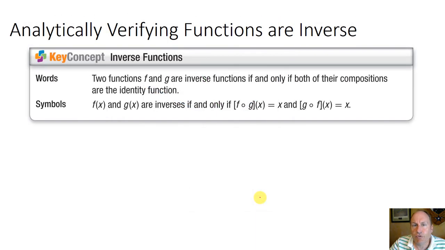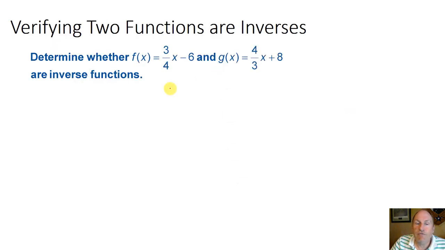Analytically verifying functions are inverses: two functions, f and g, are inverse functions if and only if both of their compositions are the identity function. So if the result of f of g of x is equal to x and g of f of x is equal to x, then we know analytically that they are inverses. So, verifying two functions are inverses.